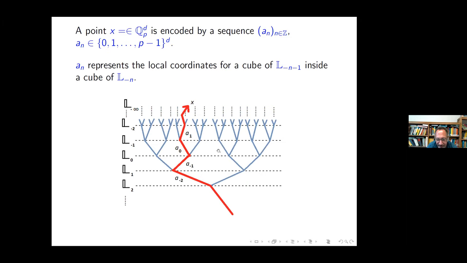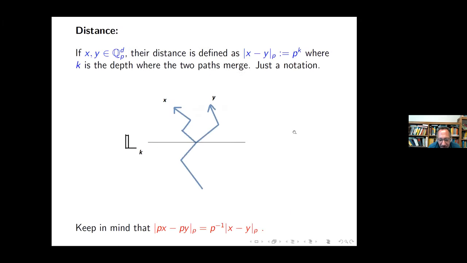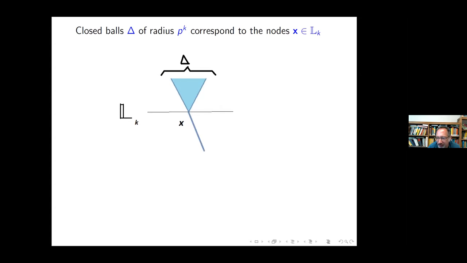Each one of these boxes of size one has volume one. And then this one with that volume, 1 over p to the d, etc. So it's basically like flipping coins, and then you repeat that in every box of size one. But the important thing is that the structure, the tree, the set of leaves kind of looks one dimensional.